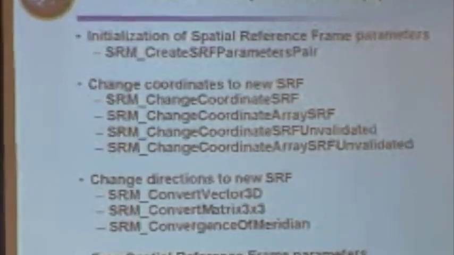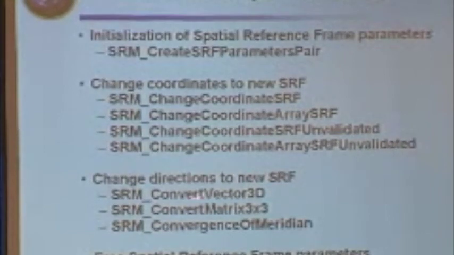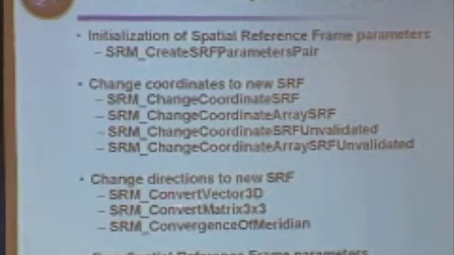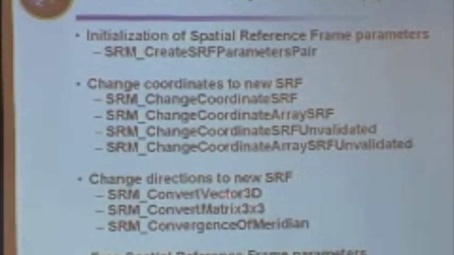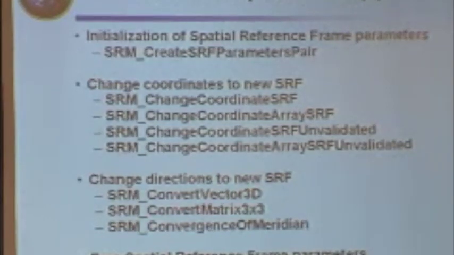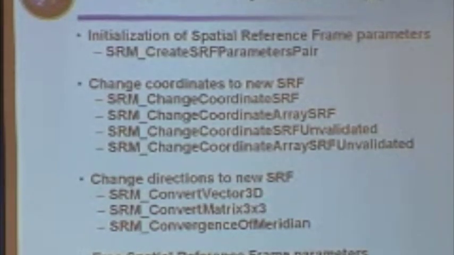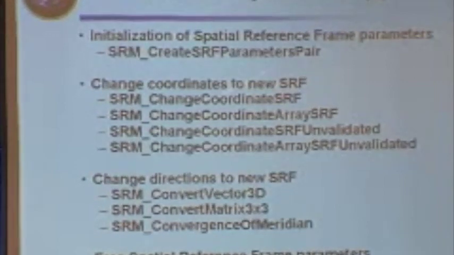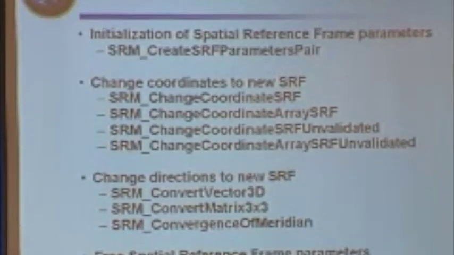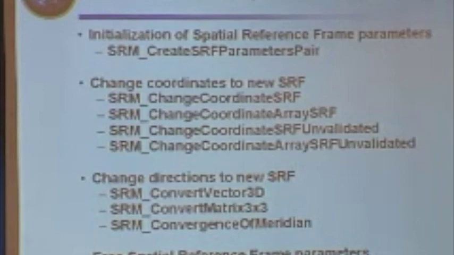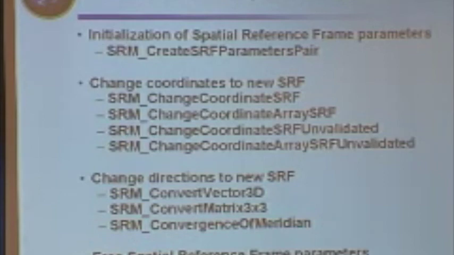We also talked about directions and the operations you have to do on directions. So we have convert a direction, a 3D vector, or convert a transformation matrix. Essentially, if you take 3 orthonormal vectors and convert each of those, that will tell you what to do for a matrix. So this does it for you. And convergence of the meridian, the difference between a map projection, grid north, and true north. We talked about that, so that's supported. And then there's some memory maintenance, free resources that you use to do these computations.